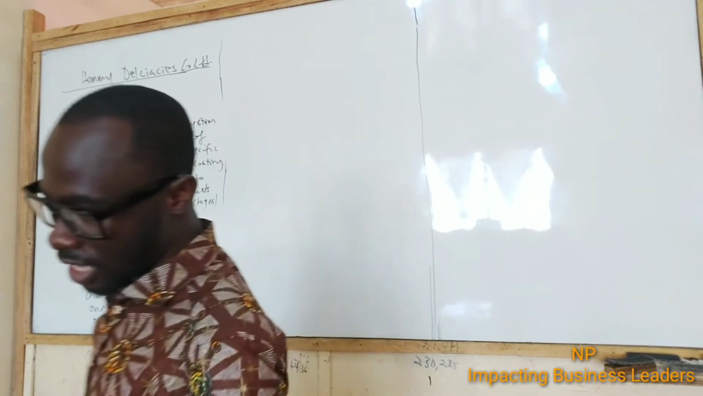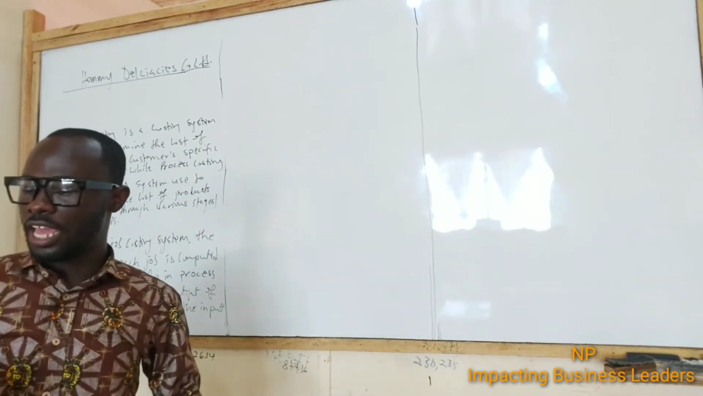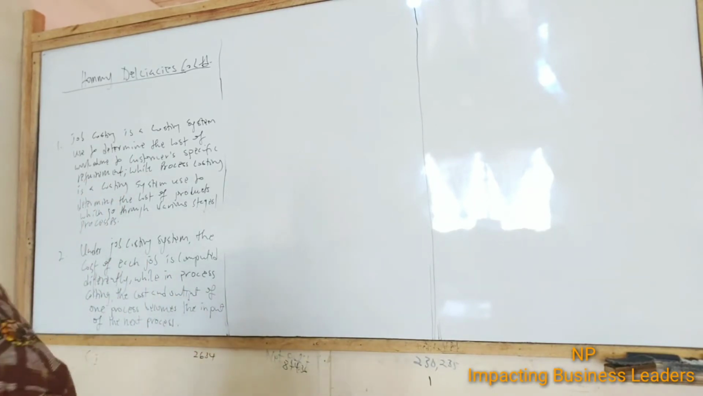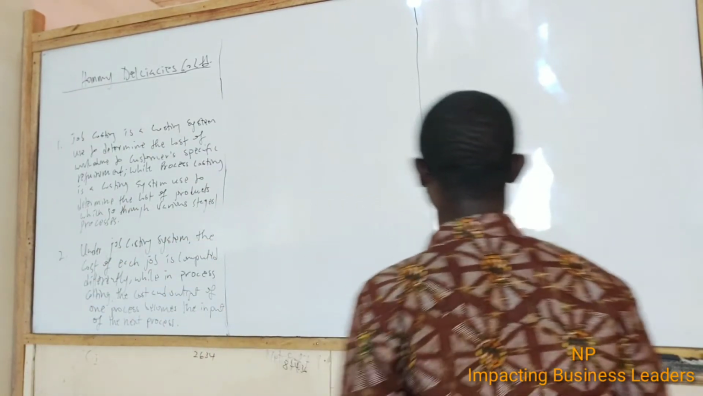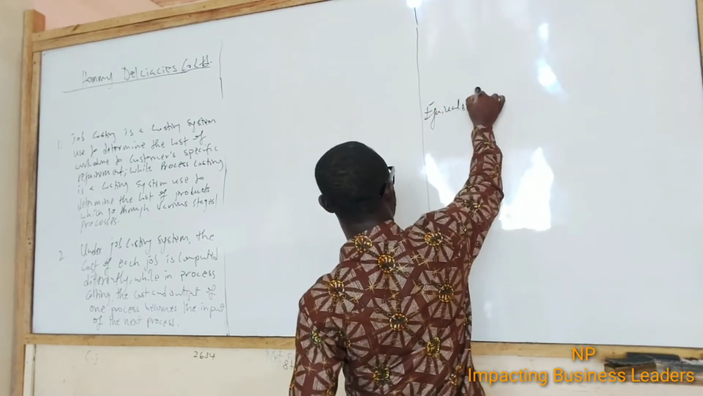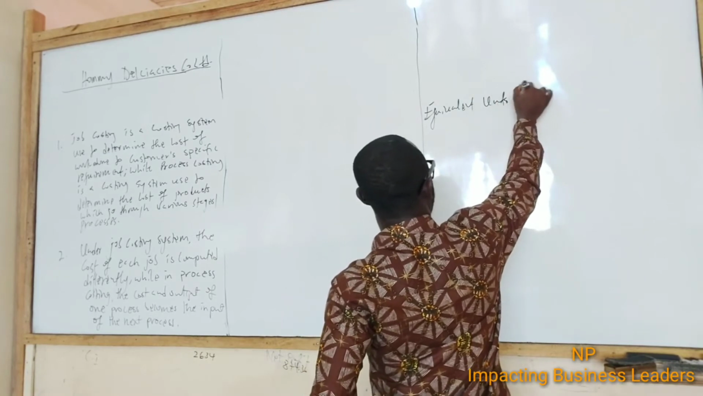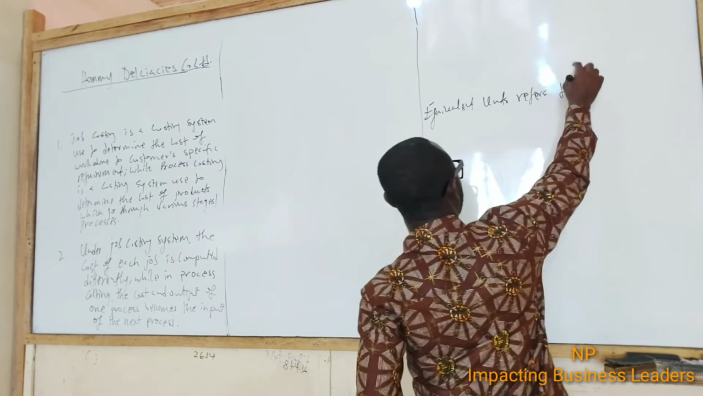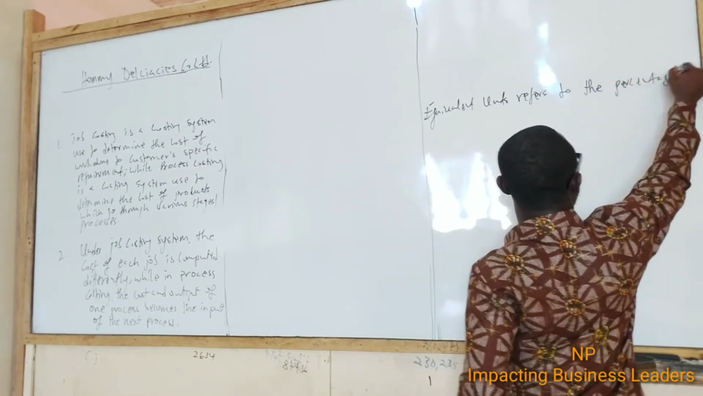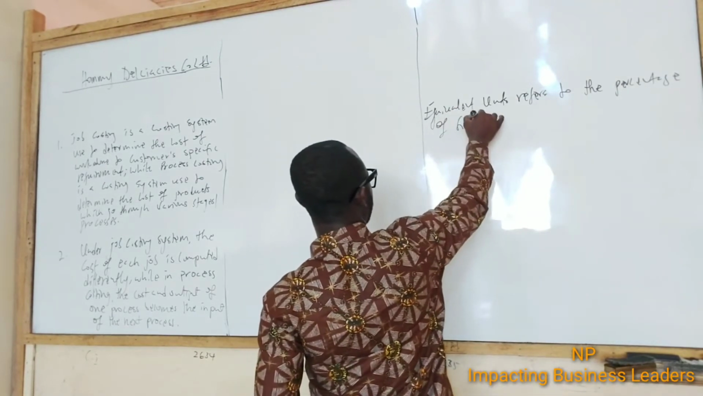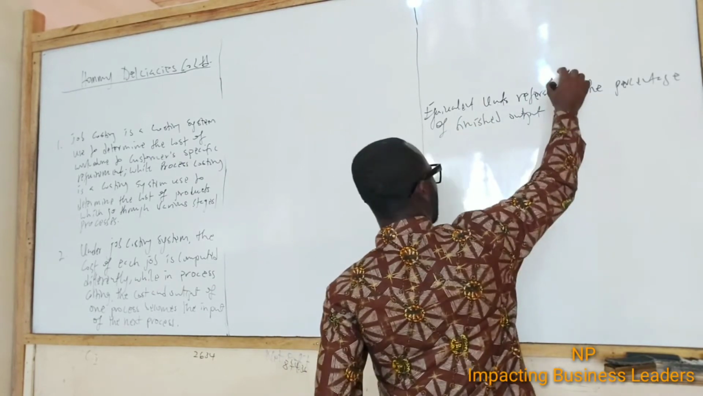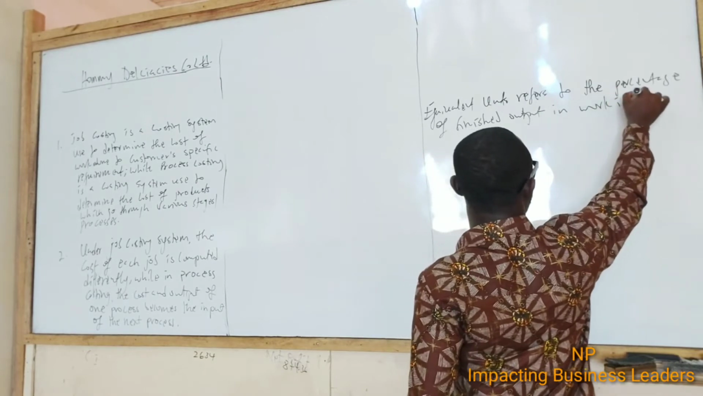Then the last one says, define equivalent units and explain two main reasons why determination of equivalent unit is important in process costing. Now, when we say equivalent units, equivalent unit refers to the percentage of finished units or finished output in work in progress.